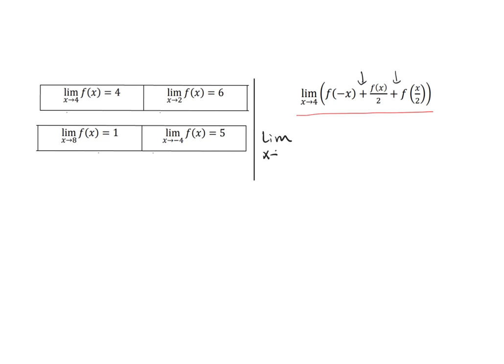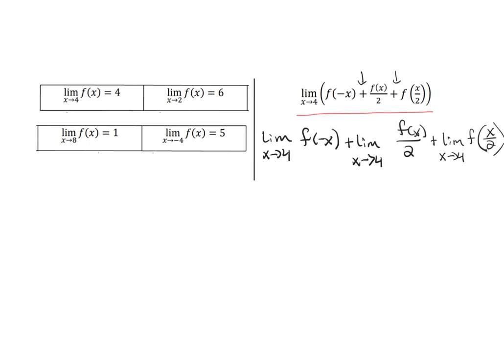So the limit as x approaches 4 of f of negative x plus the limit as x approaches 4 of f of x divided by 2 plus the limit as x approaches 4 of f of x over 2. Now, one thing I want you to look at is what's going on with each of these functions. Is something happening on the inside of the function or the outside of the function? If it's happening on the outside of the function, it's easy to deal with. Inside of the function is going to change.